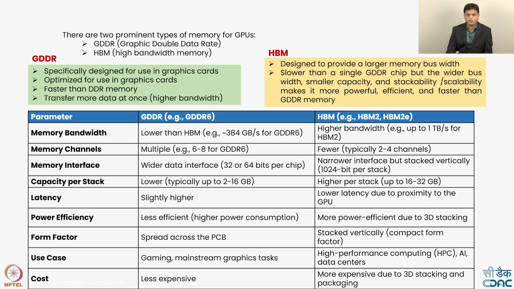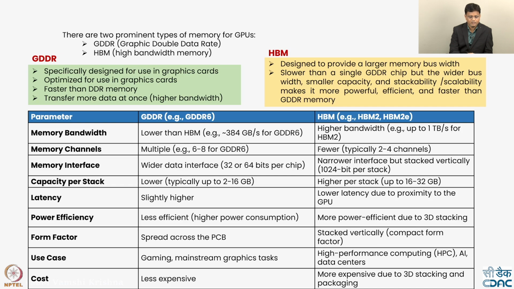HBM is designed to provide a large memory bus width. It is slower than a single GDDR chip, but the wider bus, smaller capacity, stackability and scalability make it more powerful, efficient and faster than GDDR memory. Here you can see a comparison table in terms of various parameters. In terms of memory bandwidth, GDDR has lower memory bandwidth than HBM.